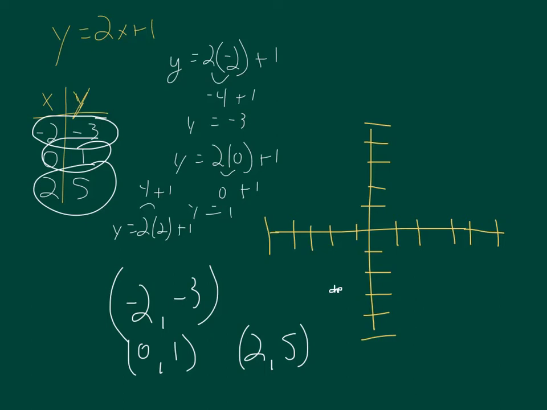The second one, 0 and 1. Well, x is 0, y is 1. So I start at 0 and I just move up one space right there. Finally, for the third one, 2 and 5, I go x to the right 2 spaces, then I go up 5, puts me right here.